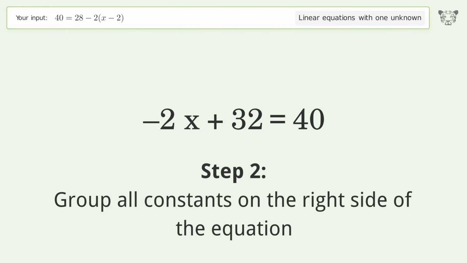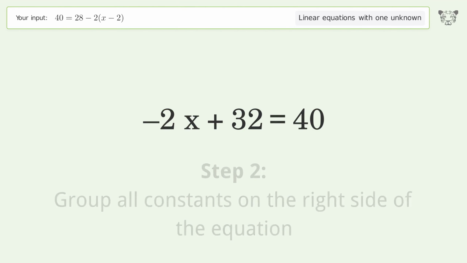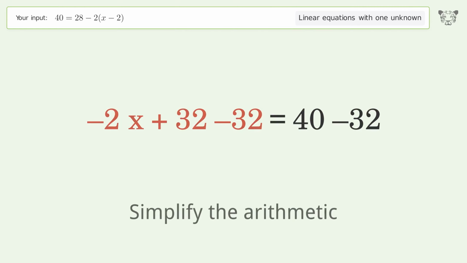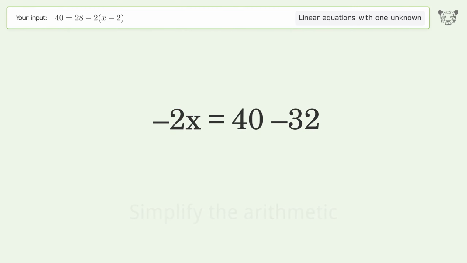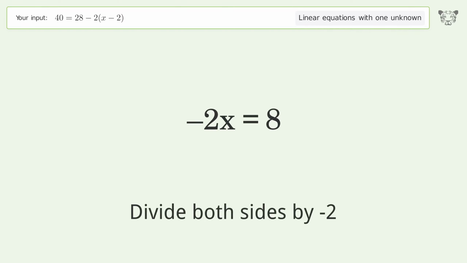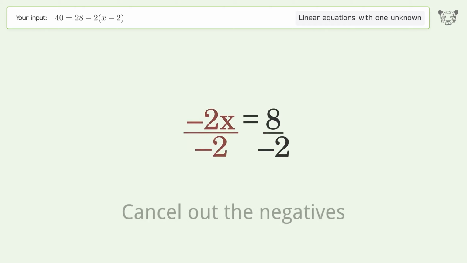Group all constants on the right side of the equation. Subtract 32 from both sides. Simplify the arithmetic. Isolate the x. Divide both sides by -2. Cancel out the negatives.